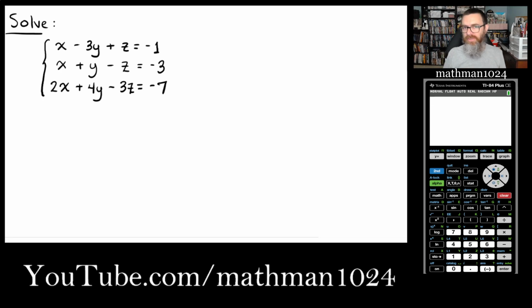All right, one last little system here to solve using matrices. I kind of like what's going on here because we see these guys are already ones. That's setting us up for success. So let's write the augmented matrix.